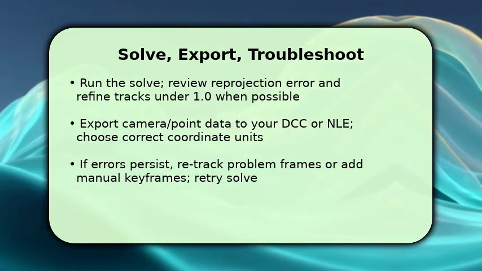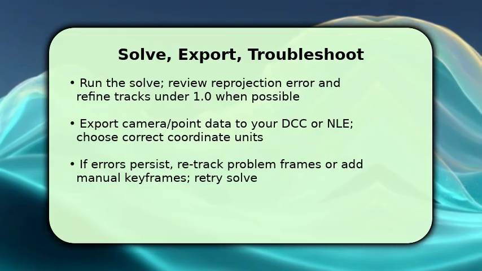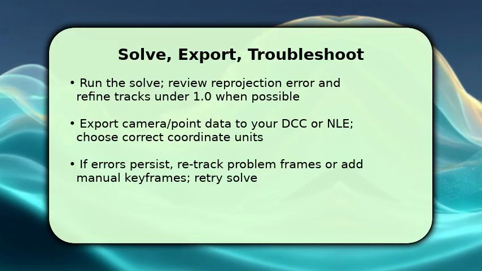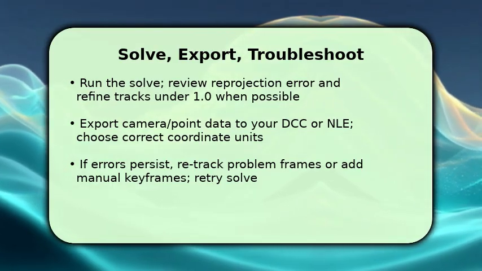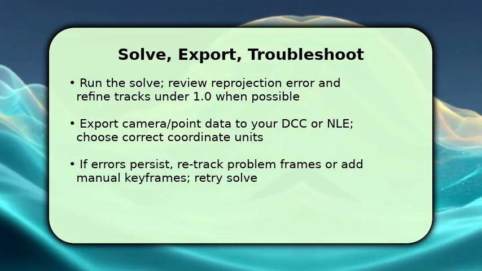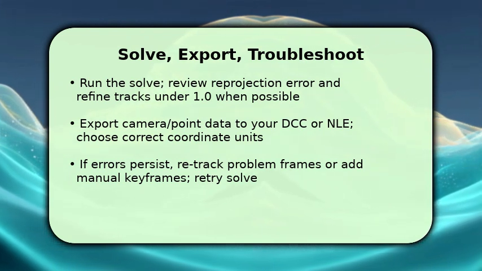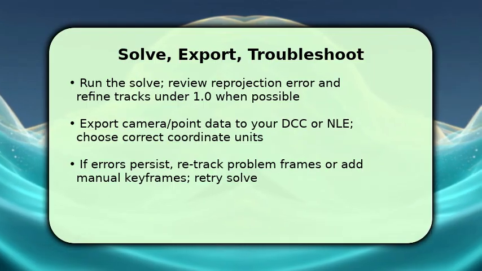host. If the solve fails or shows jitter, retrack the troublesome frames, add manual keyframes to anchor critical points, then rerun the solve. One key troubleshooting tip: if drift continues, temporarily reduce active tracks to only the most stable features and solve again.